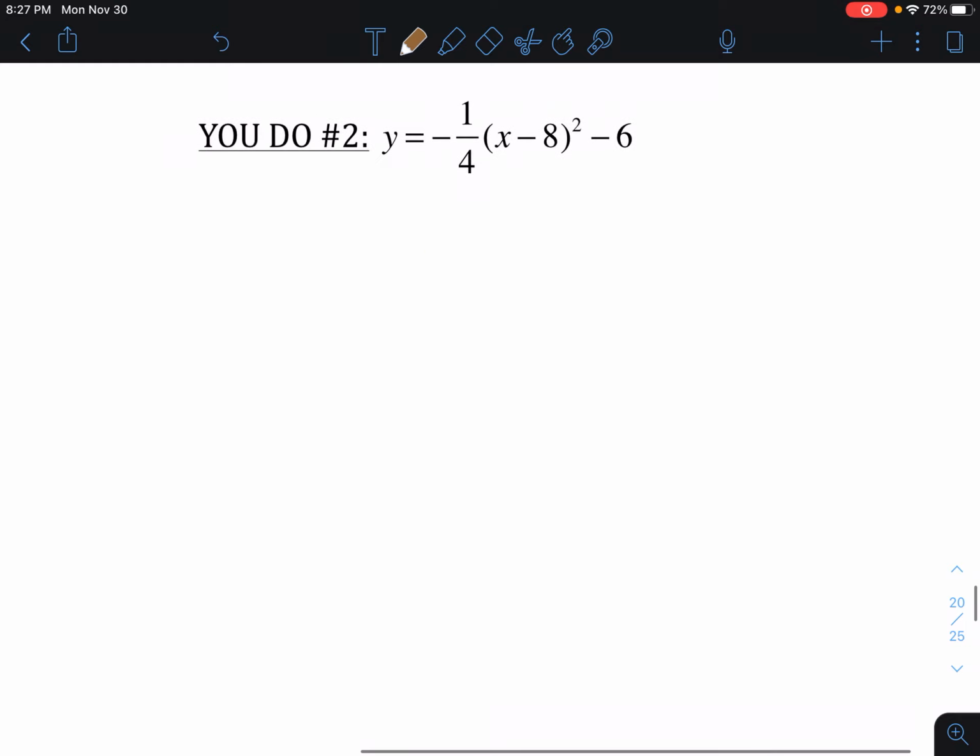And then finally, I want you to take a pause and try this one on your own. I'll give you a hint. There are 4 transformations here. So the A is a negative, so that means you can either write reflection or opens down. Either one is good for me. It's also a 1/4, that's a fraction between 0 and 1, so that is also a compression.